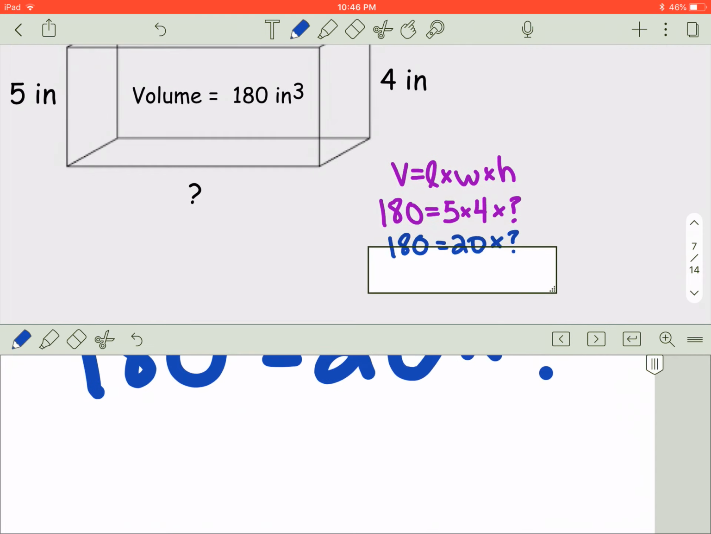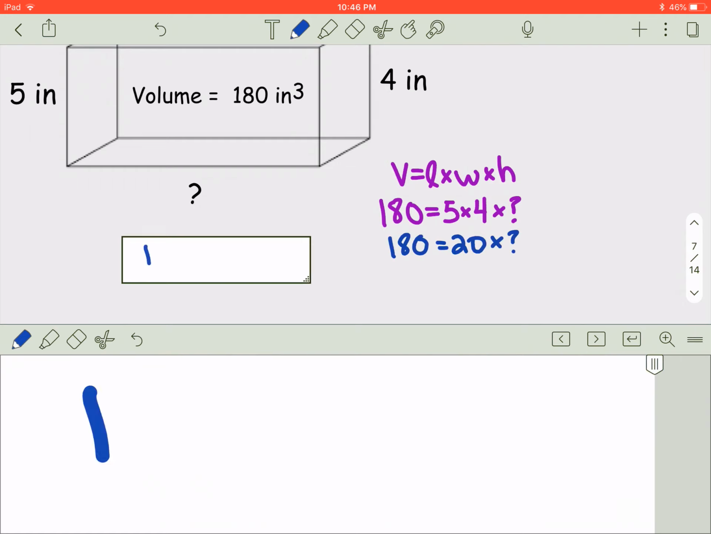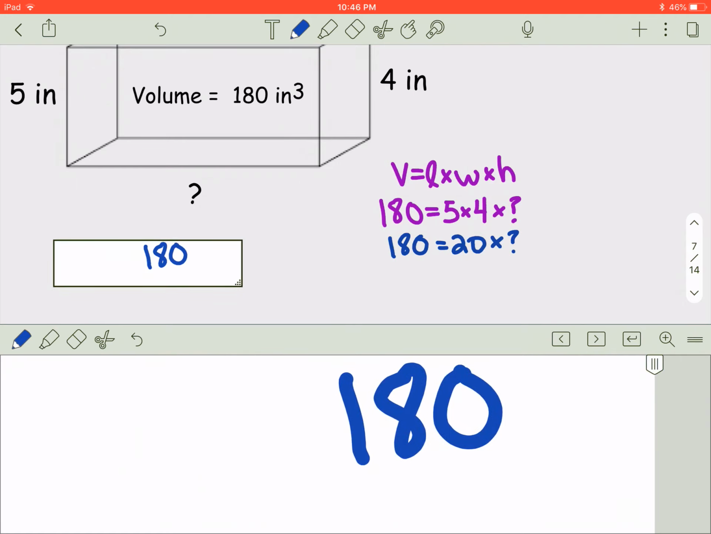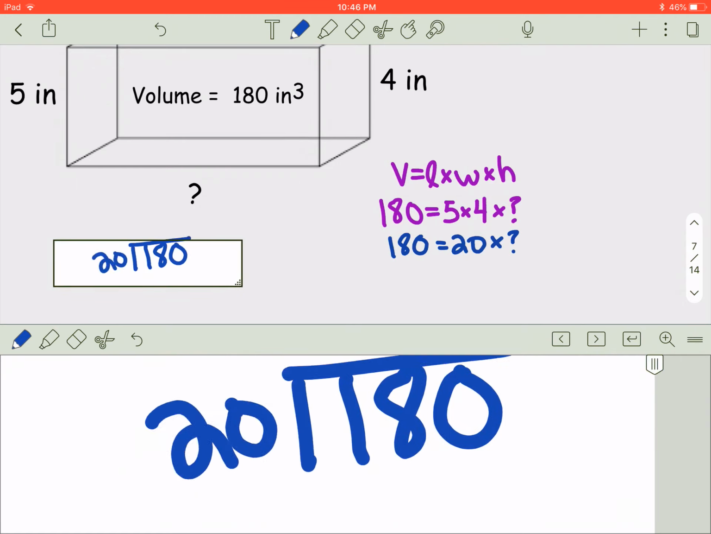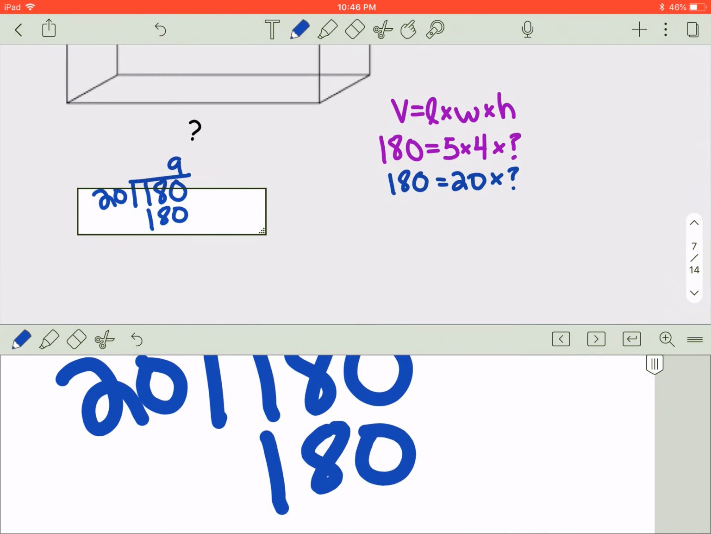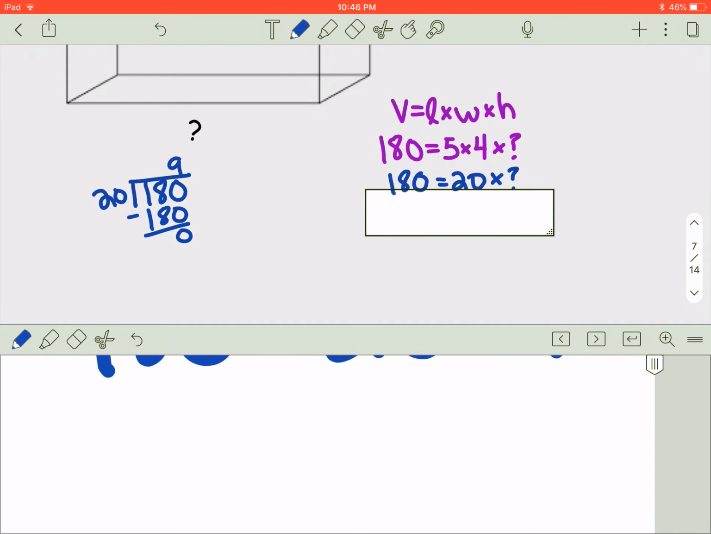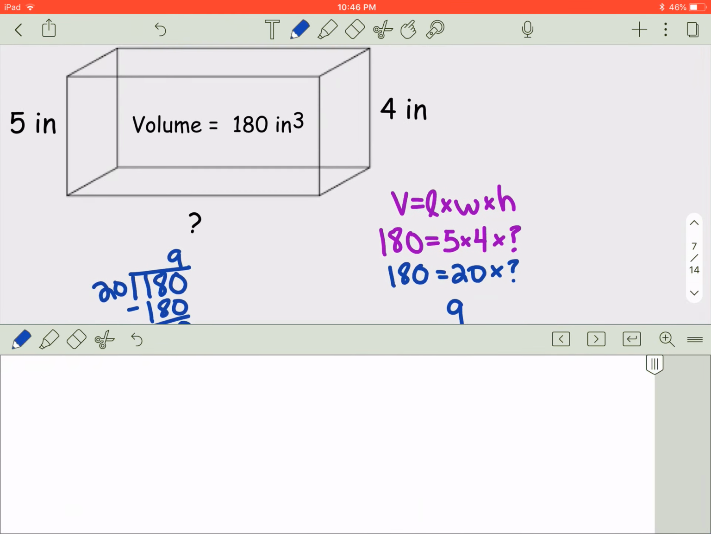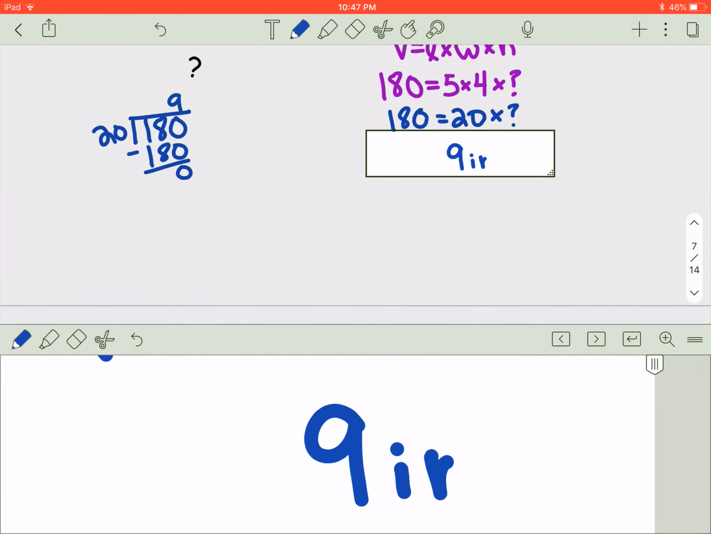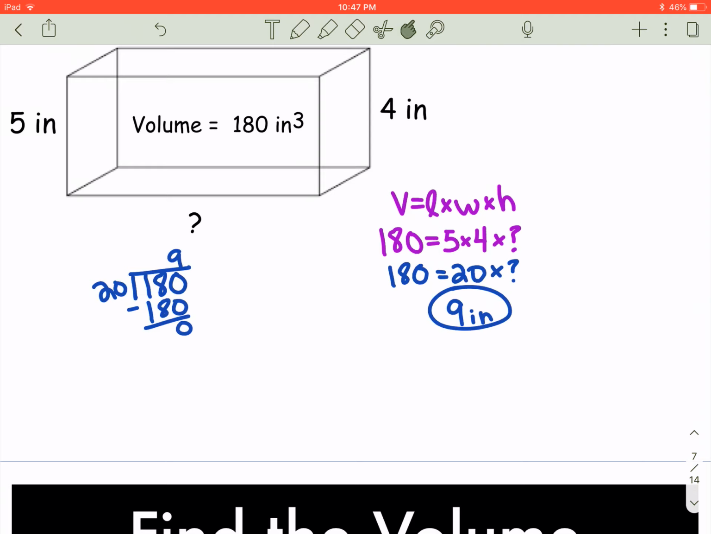Well, what number times 20 equals 180? If you don't know, take the two numbers you have and take 180 and divide it by 20, and it ends up going in 9 times. So my answer would be 9 inches. Once again, that's not cubed because it's not my volume, it's just a measurement of one of my sides. So 9 inches is the answer to that one.